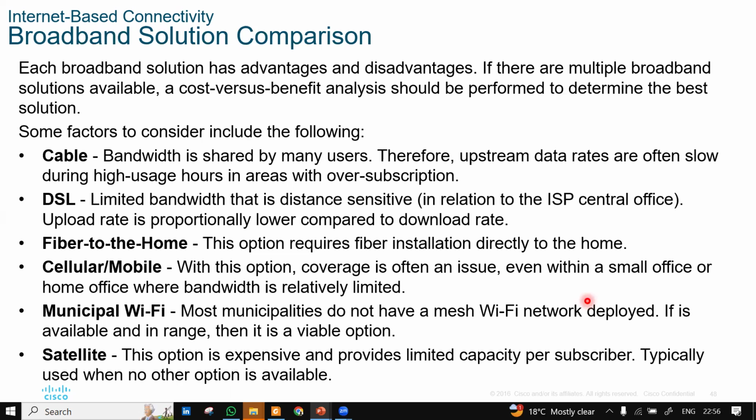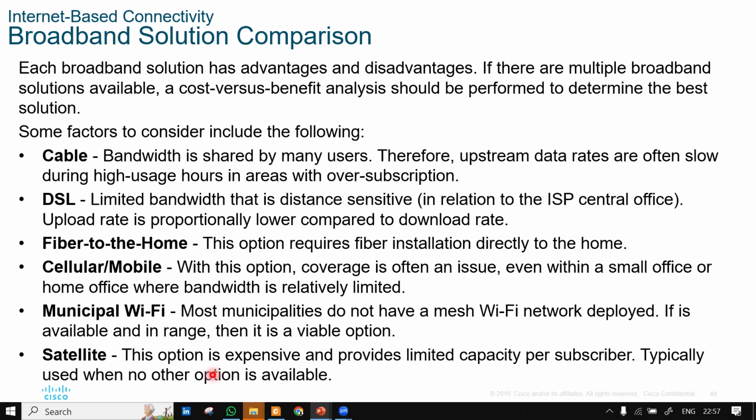This option requires fiber installation directly to the home. Probably the cost of installation is a bit higher, but I think this is the best option that you can have. Cellular mobile: with this option, coverage is often an issue, even within a small office or home office, where bandwidth is relatively limited. Coverage is definitely an issue. Municipal Wi-Fi, I can no longer talk of municipal Wi-Fi. We have satellite. This option is expensive and provides limited capacity per subscriber. Typically used when no other option is available.